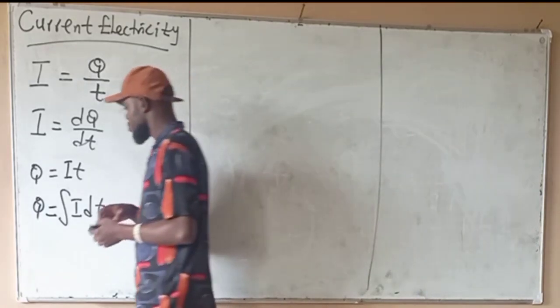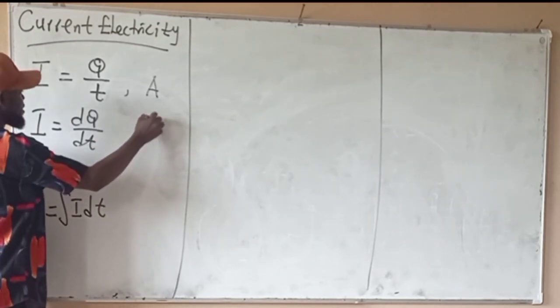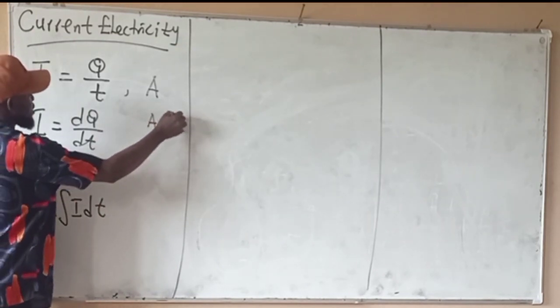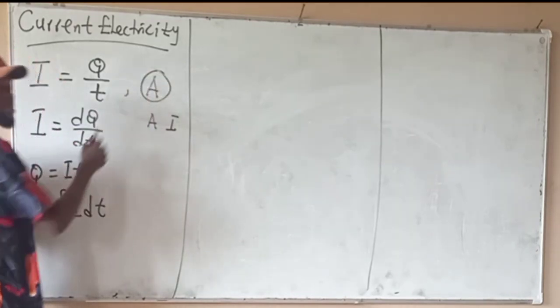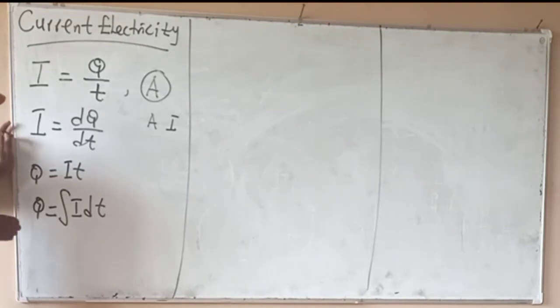So, we are still going. I said we can get the dimension of charge from this place. We already know that the dimension of current is either A, or you can also use I. The unit of current is ampere, which is A. That is the symbol we use to measure ampere.